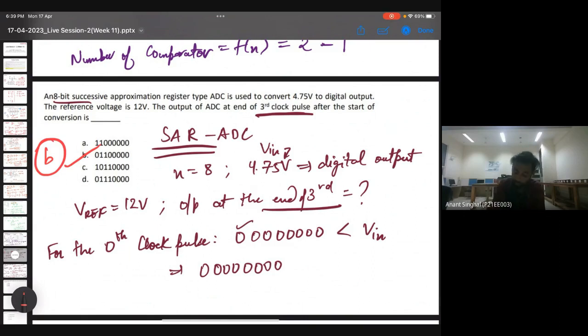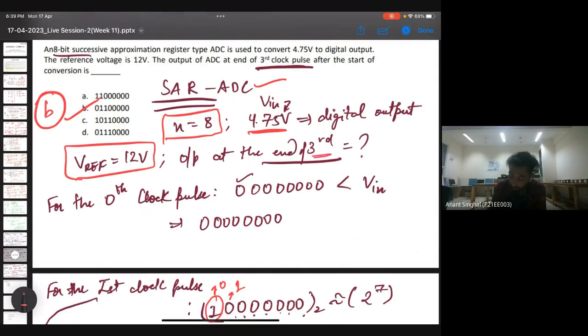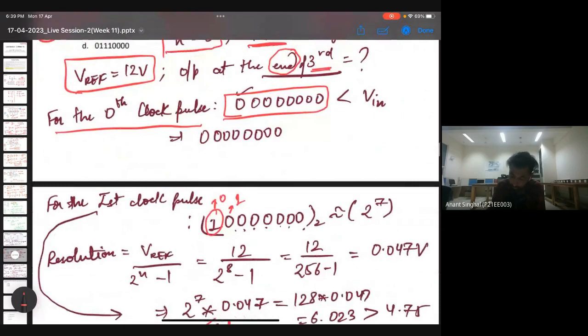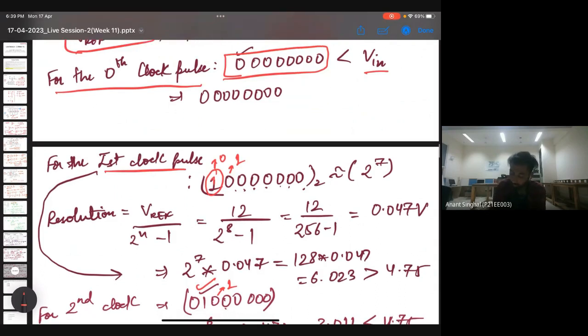So I'll repeat. We have an 8-bit SAR ADC, and we need to change this 4.75 to a digital output. The reference voltage given is 12 volts. The question says the output at the end of the third. So end is the main word here, because some questions ask at the start, which will be the upcoming question. Initially, for the zero clock pulse, we keep all of them as 0. There will be no change since V is greater than the given voltage. Then for the first clock pulse, we'll set this as 1 and keep the rest as 0, and we'll calculate the decimal equivalent.